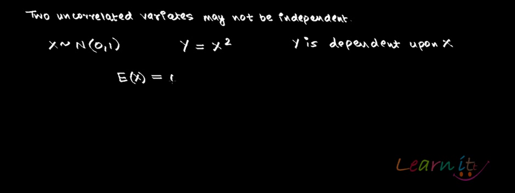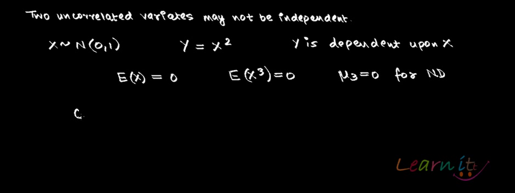the mean of x is given to you as 0. For normal distribution, even the third moment around the mean is equal to 0. So E of x cube is also equal to 0. That is, mu 3 is equal to 0 for normal distribution, just because we'll be using it.